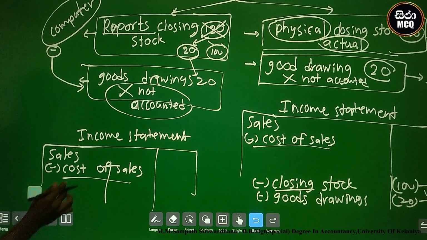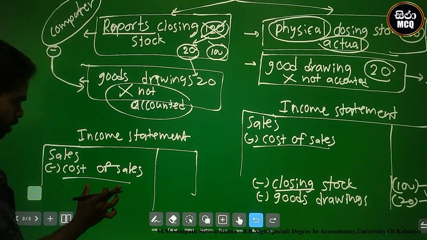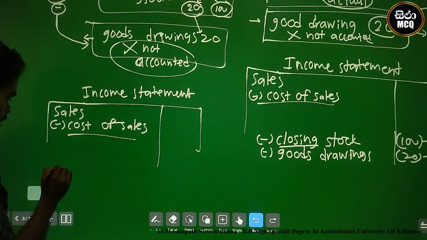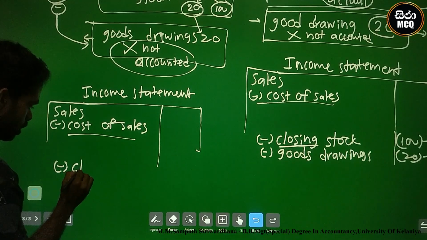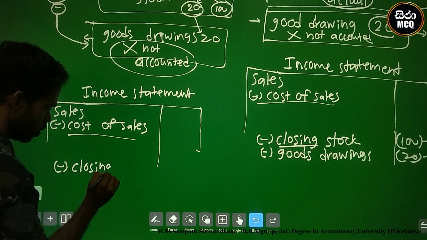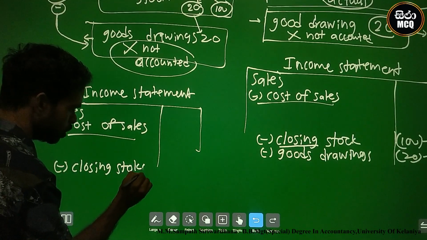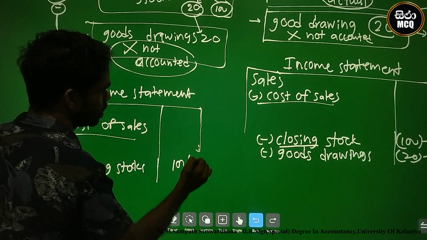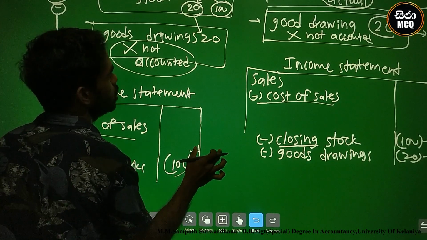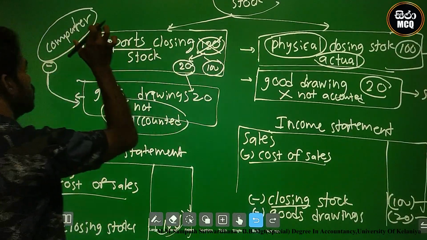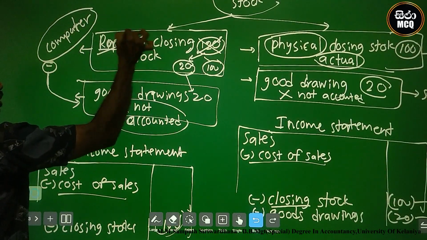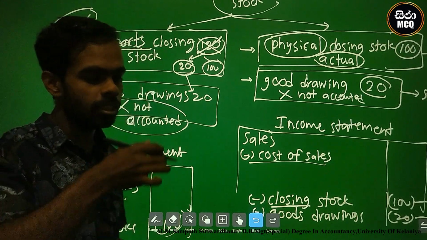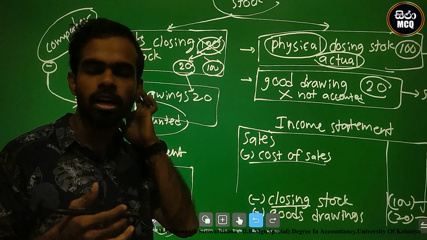This is the final one. At this time, there is a minus closing stock. What is the closing stock? Closing stock is 100. Why? This is the actual one, 100. The computer closing stock is not correct. The computer closing stocks are not correct.